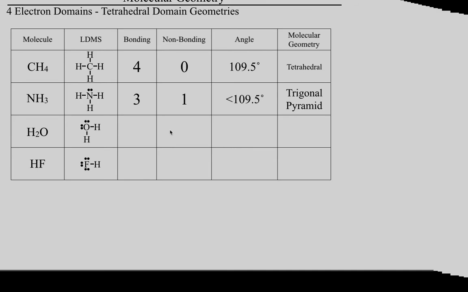Let's do water. So guys, the next one we're going to do is a water molecule, H2O. How many of those 4 domains are bonding? 2. How many of them are non-bonding? 2. So guys, water looks like this. Check it out. So guys, what is missing from this model? 2 big, fat, unshared pairs of electrons, right? And what are 2 big, fat, unshared pairs of electrons going to do? Bend this down even more. You don't need to know the number, but it actually goes down to 104.5 degrees. Don't worry about that. You just need to know that it's, again, less than 109.5.